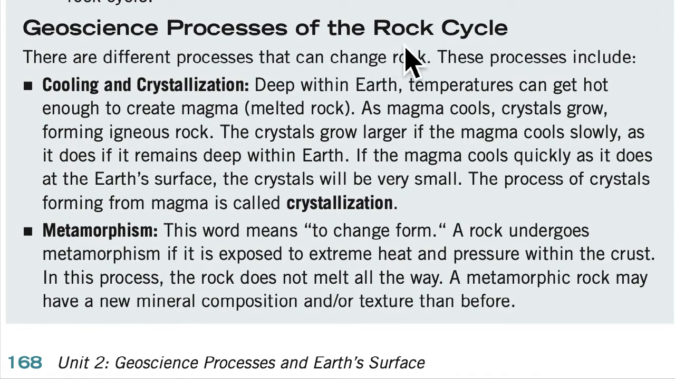Geoscience processes of the rock cycle. There are different processes that can change rock. These processes include cooling and crystallization. Deep within Earth, temperature can get hot enough to create magma, or melted rock. As magma cools, crystals grow, forming igneous rock.